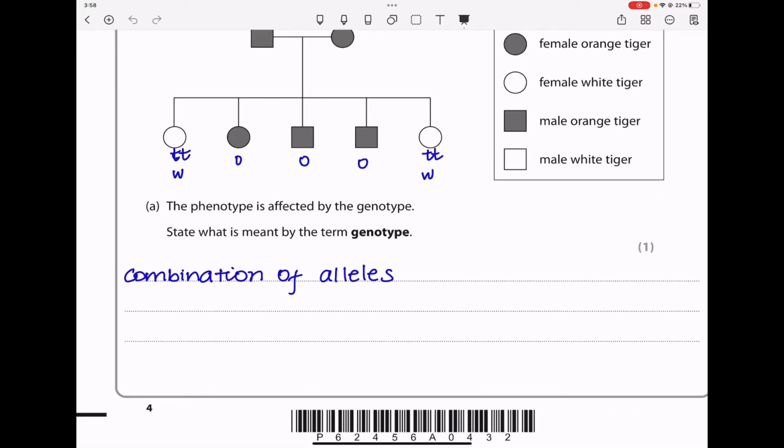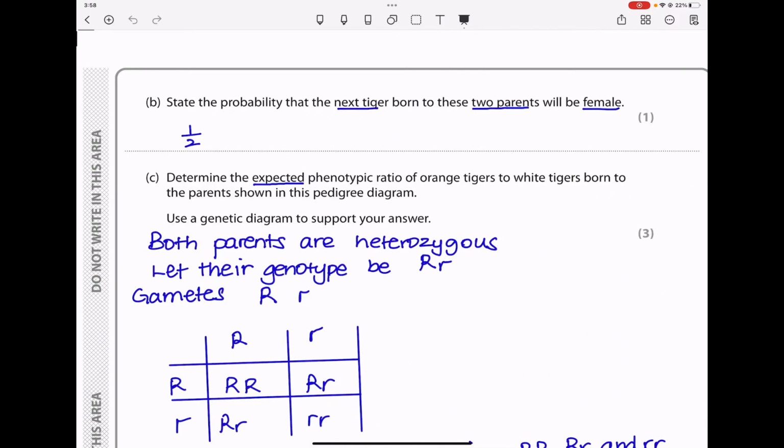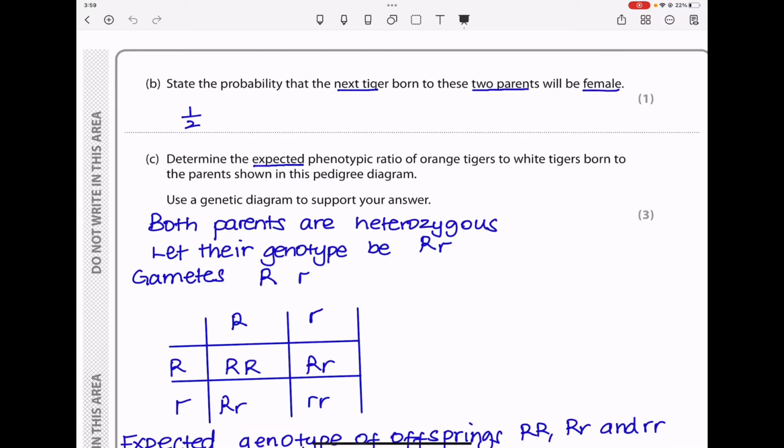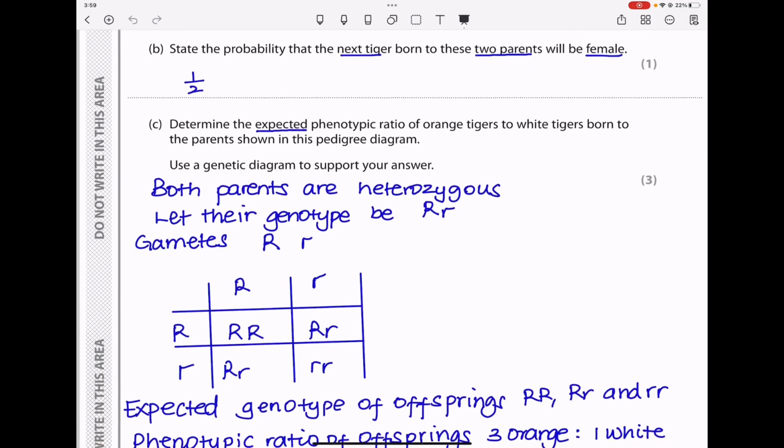Next they say the phenotype is affected by the genotype. State what is meant by the term genotype. Genotype is the combination of alleles. Moving on. Here they say, state the probability that the next tiger born to these two parents will be female. Of course, the probability of having a female is a half.